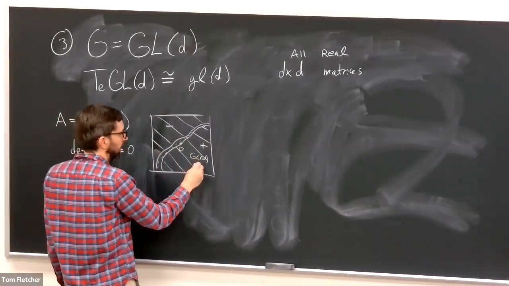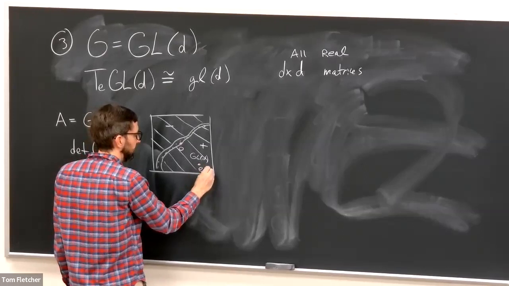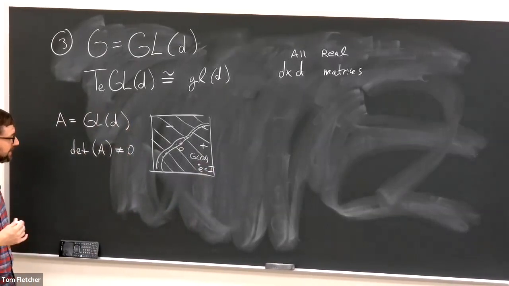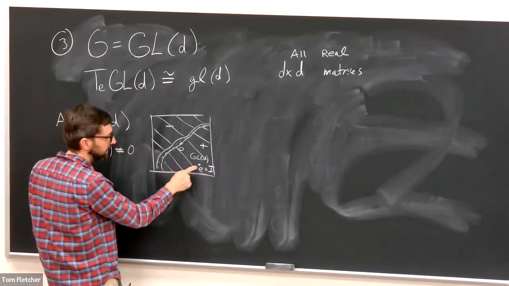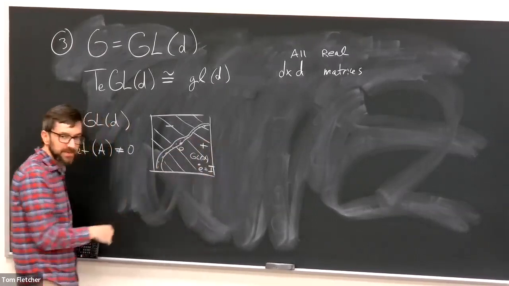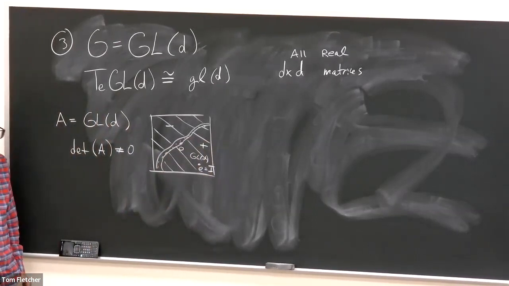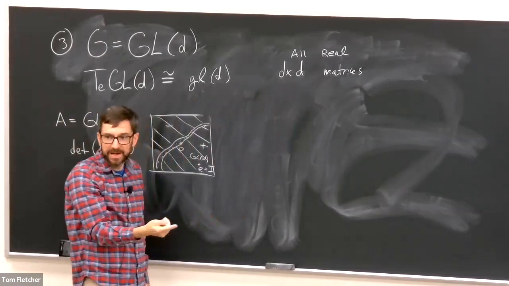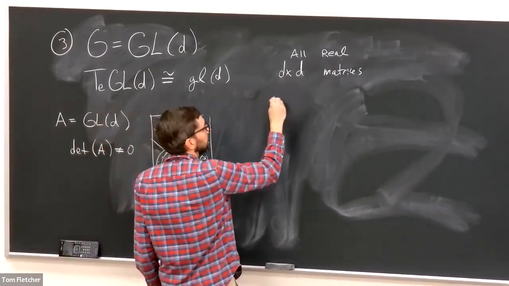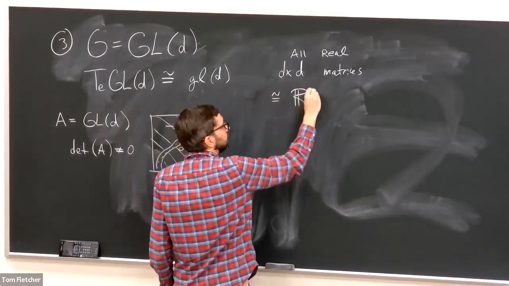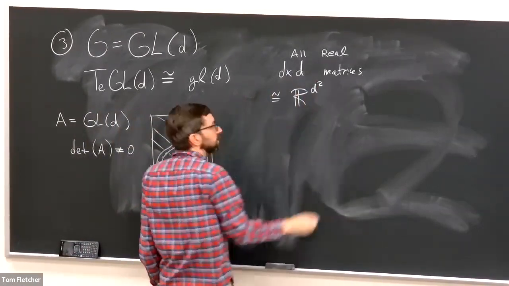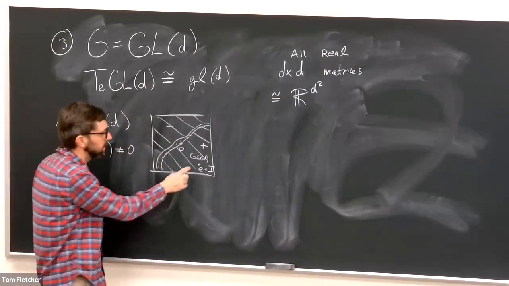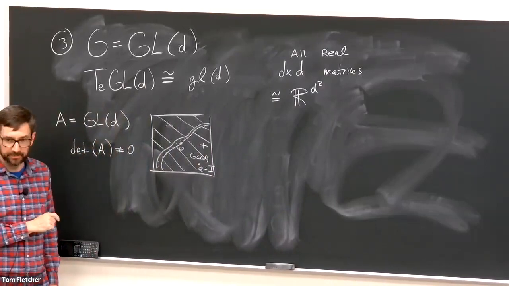Here's GL(D), and the identity matrix. That's our identity for the group, E, the identity matrix. I'll draw it as the usual capital I, the D by D identity matrix. Because this is an open subset, which is also of dimension D squared, the tangent space of GL(D) is the vector space of all D by D matrices. And as a vector space, it's really the same thing as R to the D squared, just a D squared dimensional real-valued vector space. So that's really what the tangent space is in GL(D).